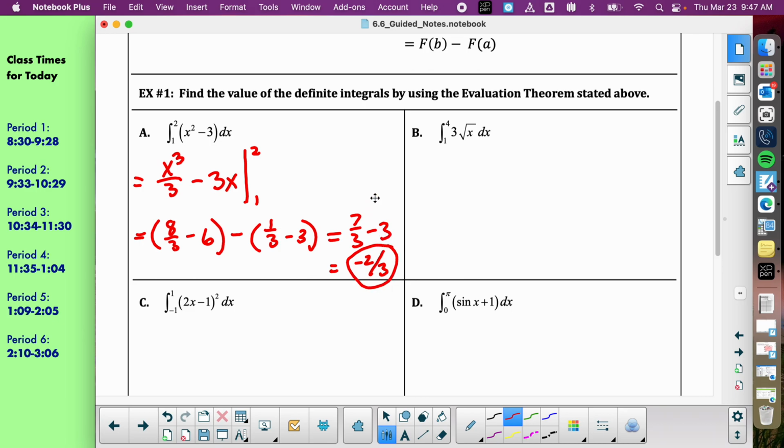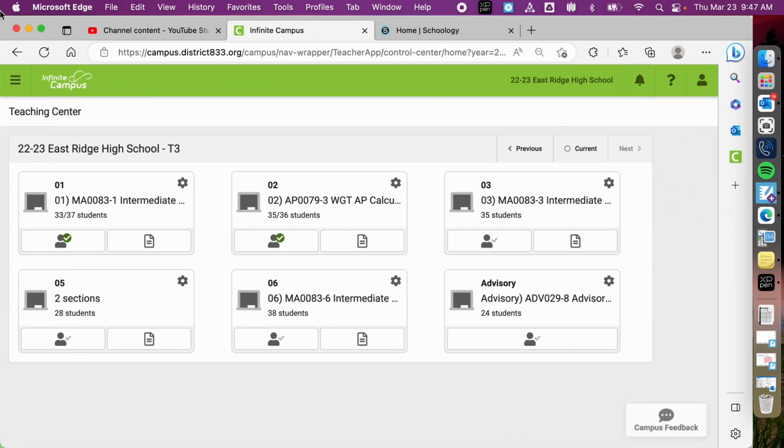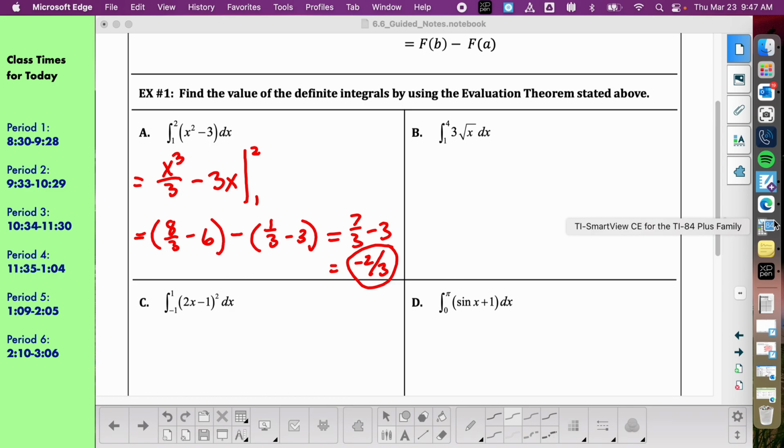Now, just for this first problem, let's verify this answer on the calculator. We generally won't need to after this. So this is the same type of problem. We were trying to find the area under the curve. But on this one, we're doing it by hand. That's not the calculator. That's the calculator.